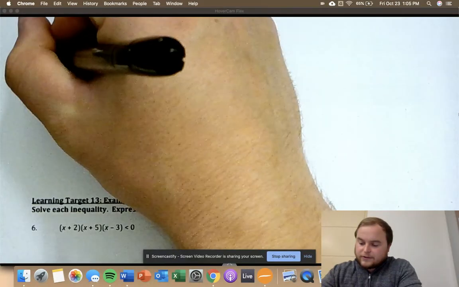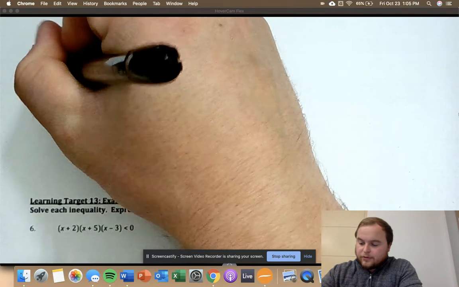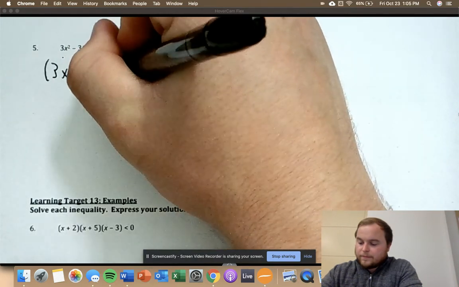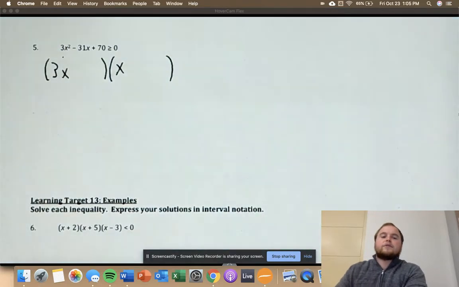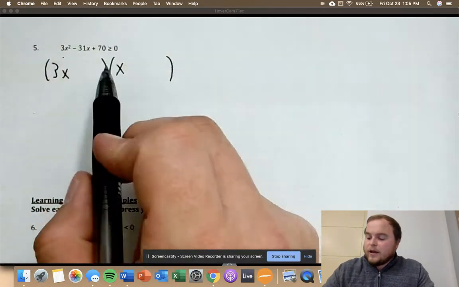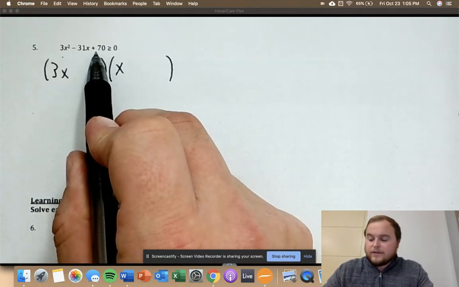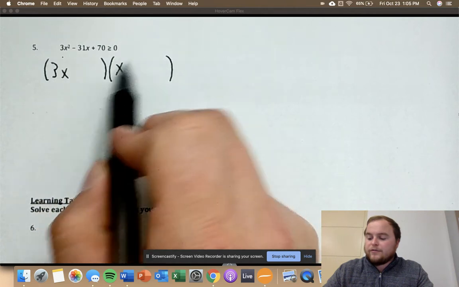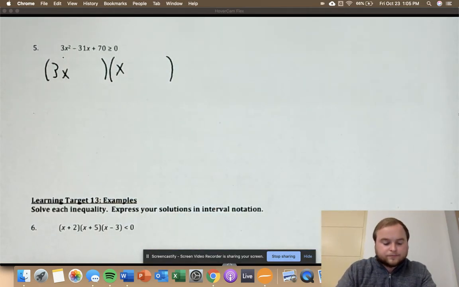Okay, so if I'm factoring this, because I have 3x squared, I'm going to have a 3x in one, right? And an x in the other, because it's the only way I can get 3x squared. And then for this, I like to just guess and check. I'm going to want to put in terms that multiply to 70, and when I FOIL it together, it's going to give me that -31 in the middle.